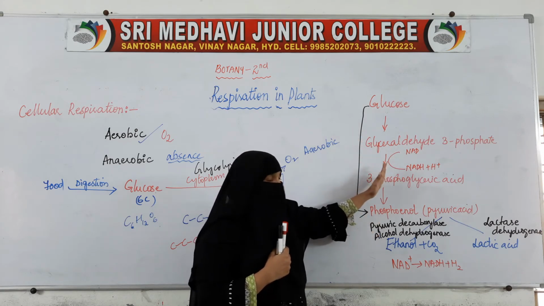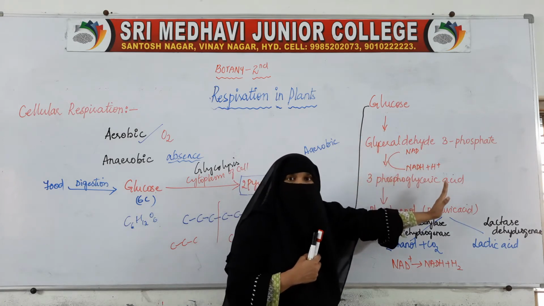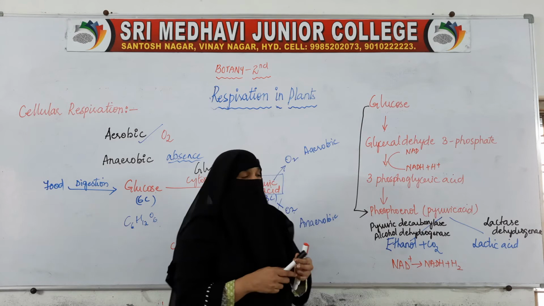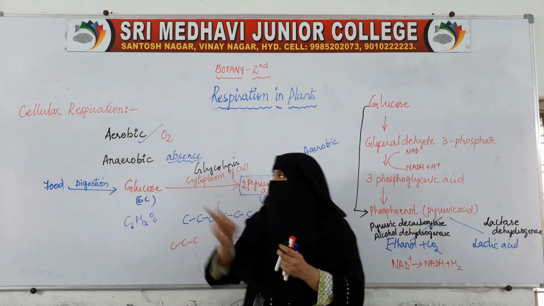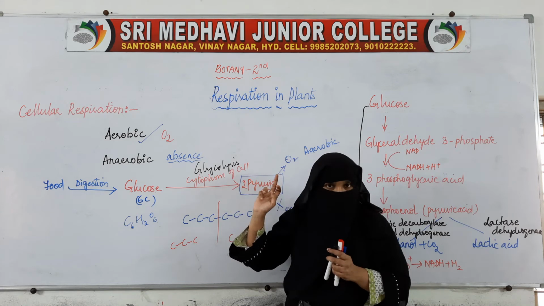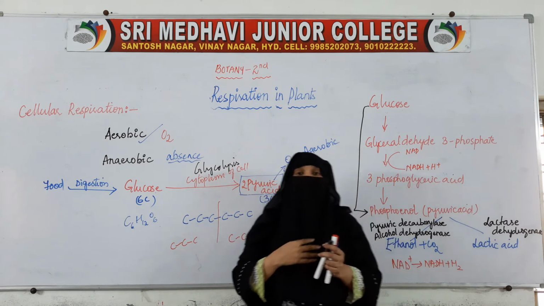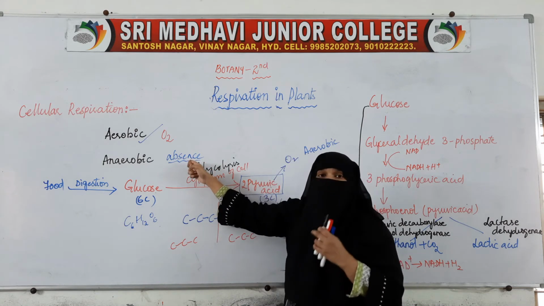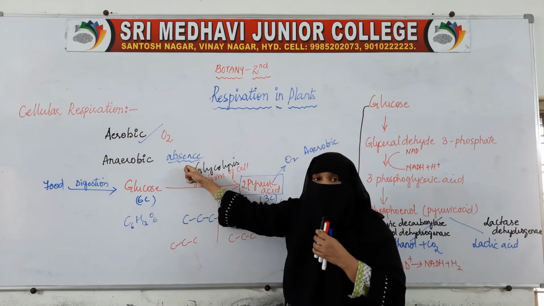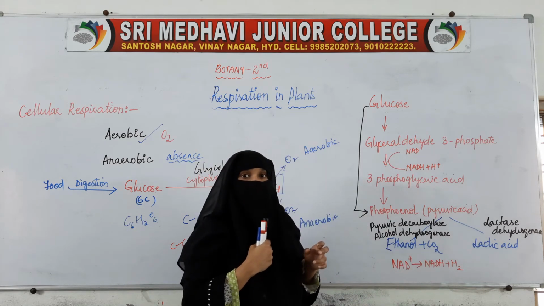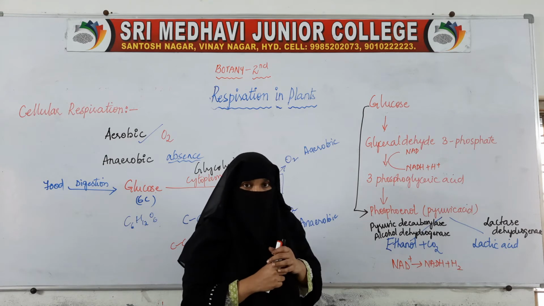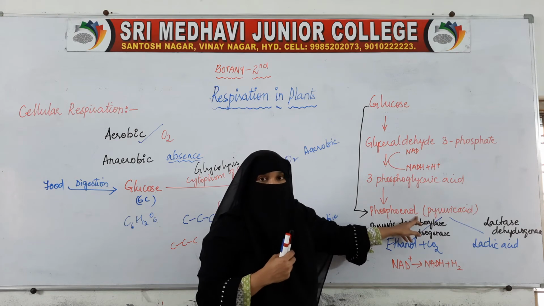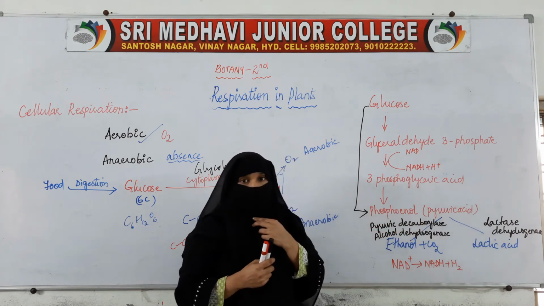So here only 2 are mentioned, but 10 reactions will take place. When this pyruvic acid gets the oxygen, then aerobic respiration takes place. We will study aerobic respiration in detail. But when the pyruvic acid does not get oxygen, in the absence of oxygen, pyruvic acid undergoes anaerobic respiration, and that anaerobic respiration is of 2 types. So the anaerobic respiration or fermentation.